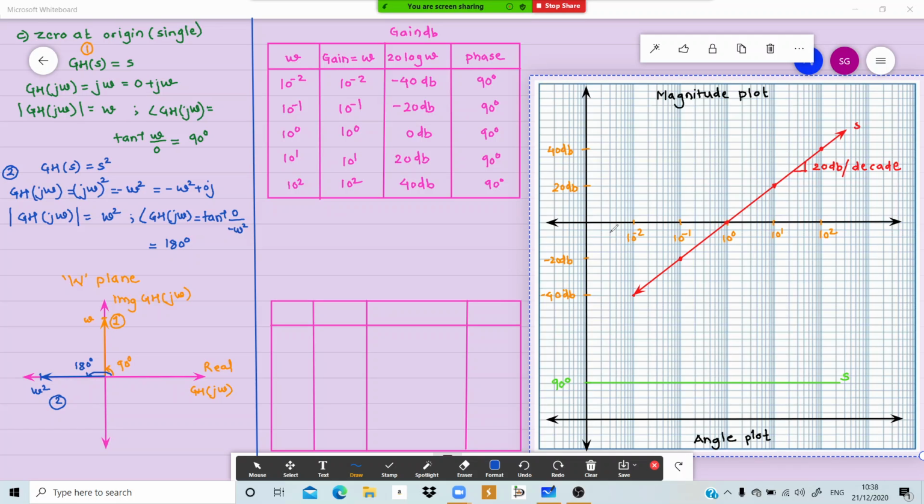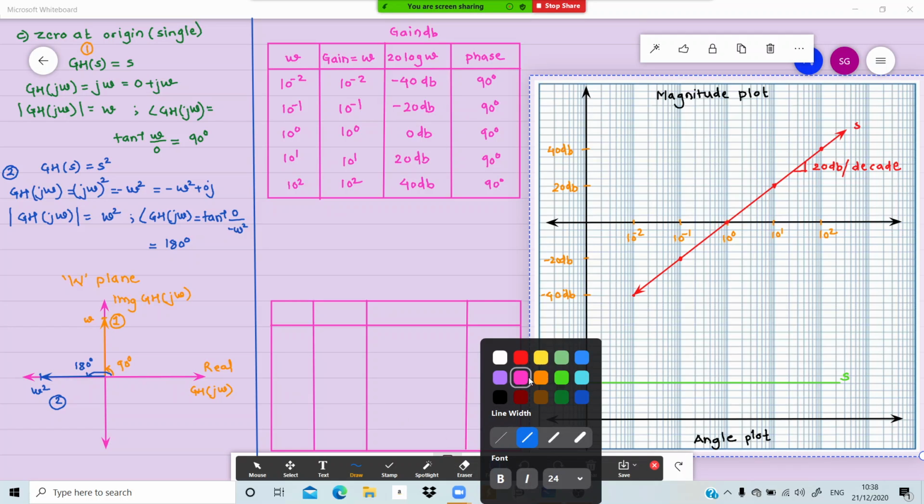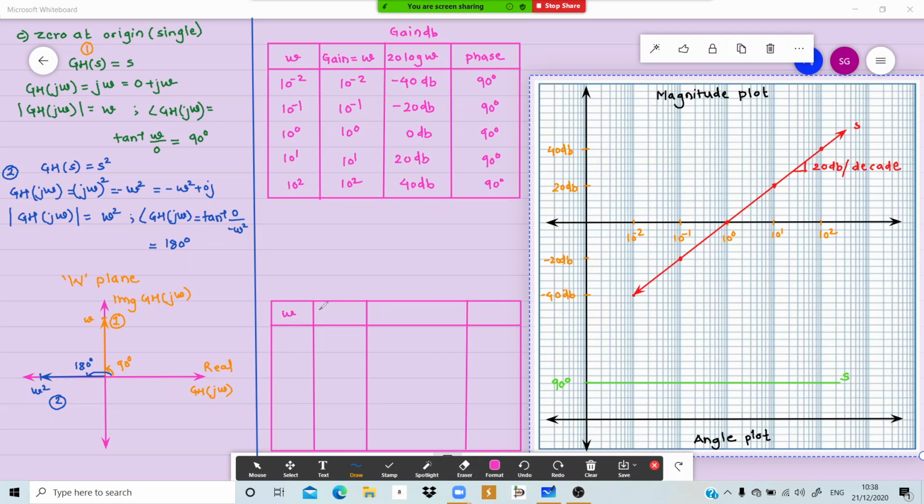Same thing we want to plot it over here. So first we'll try to get all the points. So same thing, omega, now gain is omega square, correct? So if I'm talking about gain in dB, it can be written as 20 log of omega square. So definitely this thing we can write as 2 into 20 log of omega. So very well I can write 40 log of omega, and the phase will be same. It is not dependent upon the value of omega, it is going to be 180. So whatever is the value of frequency, angle is going to be 180 only, right?